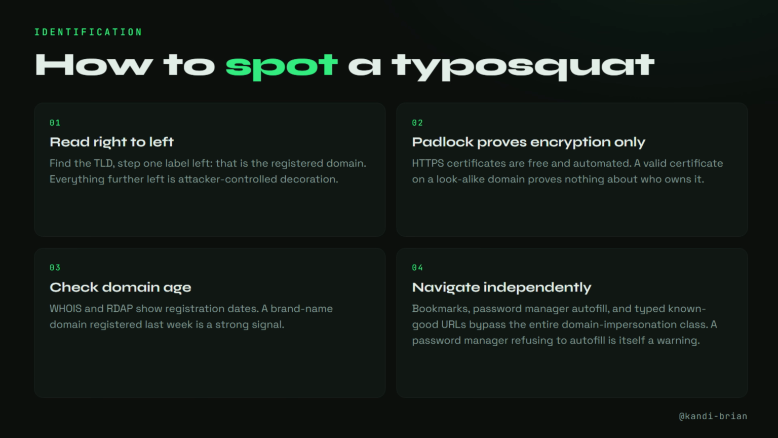3, check domain age when something feels off. Whois and RDAP lookups show registration dates, and a brand name domain registered last week is a very strong signal. Don't go there. 4, and this is the habit that defeats the entire category. Navigate independently. Bookmarks. Type known good URLs. And password manager autofill bypasses domain impersonation completely. Your password manager refusing to autofill on a page that looks exactly like your bank is itself a warning. The manager matches the real origin, not the pixels.